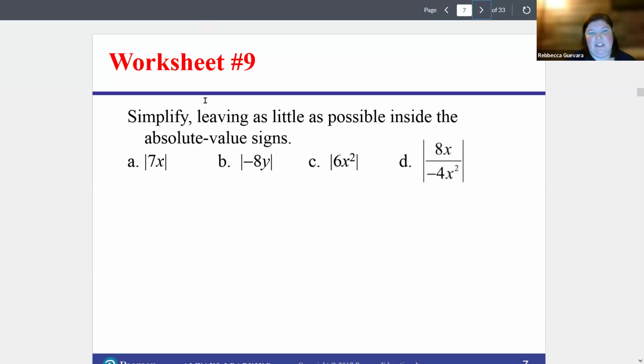And I made a mistake here. So these are the ones where on your worksheet, I accidentally just duplicated those. So you get a freebie on this one.